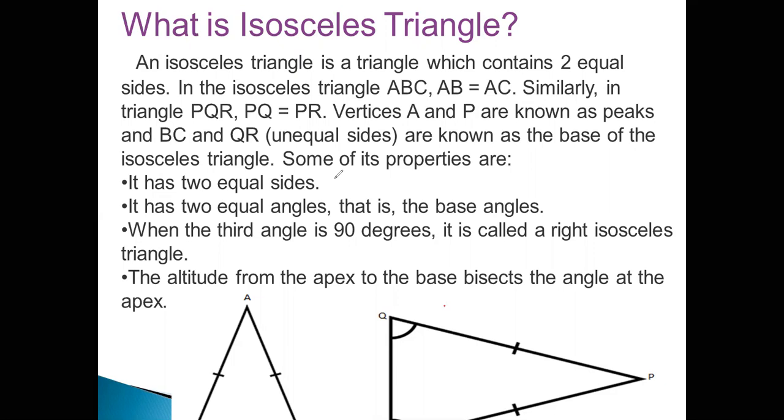Otherwise you can say if in a triangle two sides are equal, it does not matter which sides they are, but if in a triangle two sides are equal, then definitely it will be an isosceles triangle. Okay, or we can call this triangle an isosceles triangle. Okay, done. You can see these two figures.